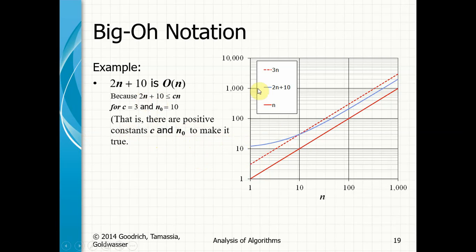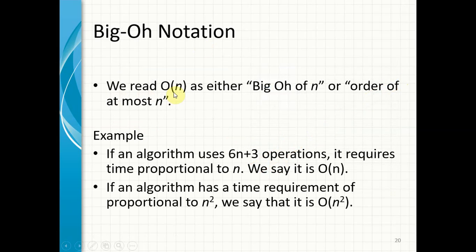So it is illustrated in this graph that 3n is the dotted line. It becomes the upper bound for the line of 2n plus 10. We read O(n) as Big-Oh of n or order of at most n.